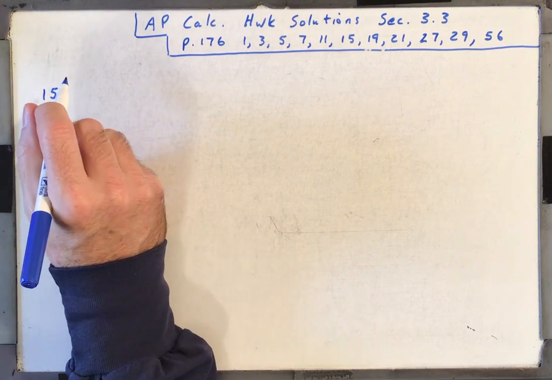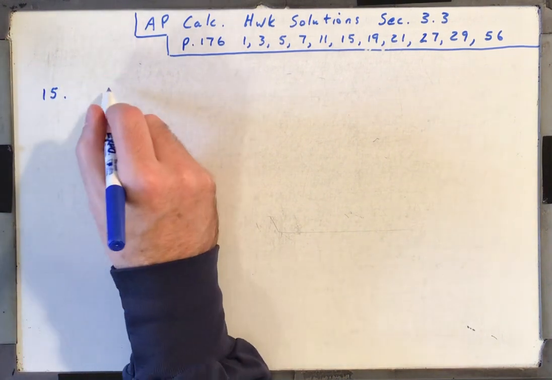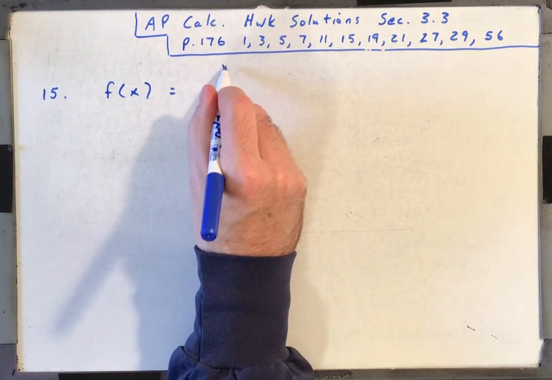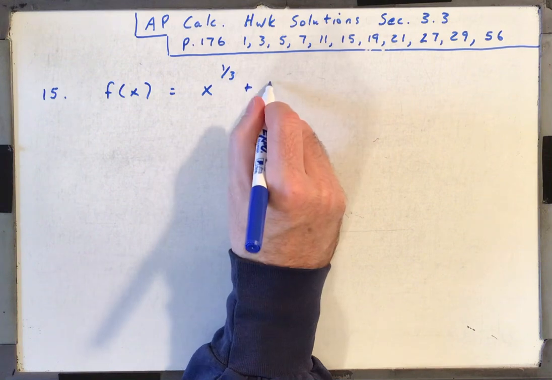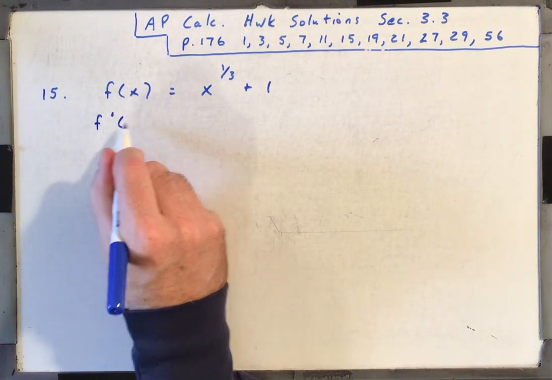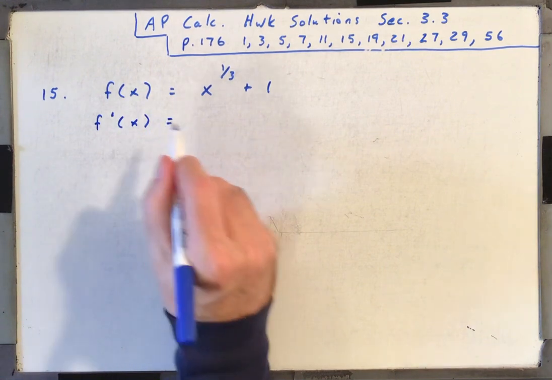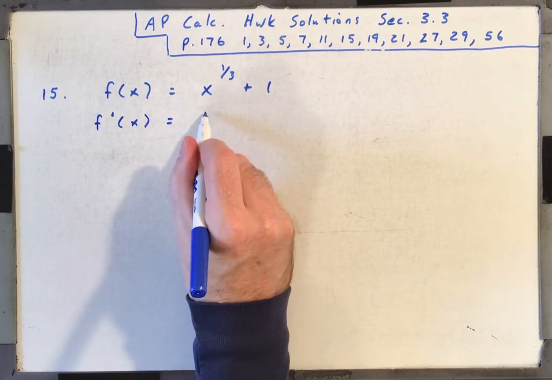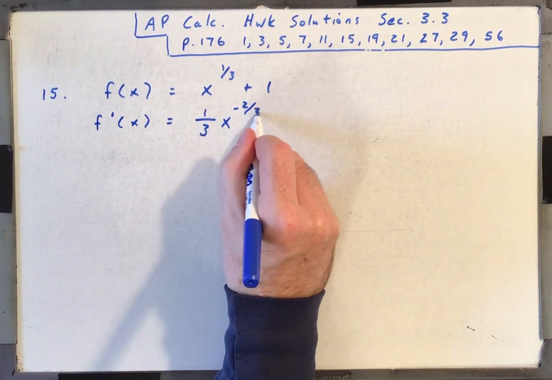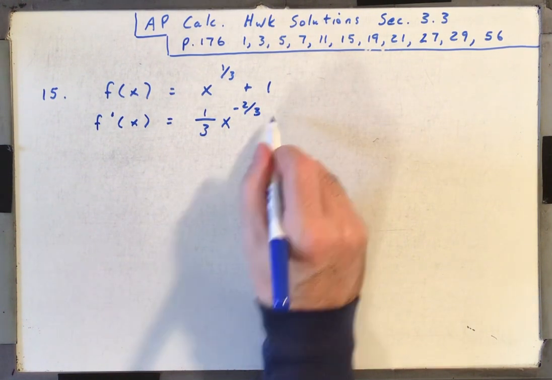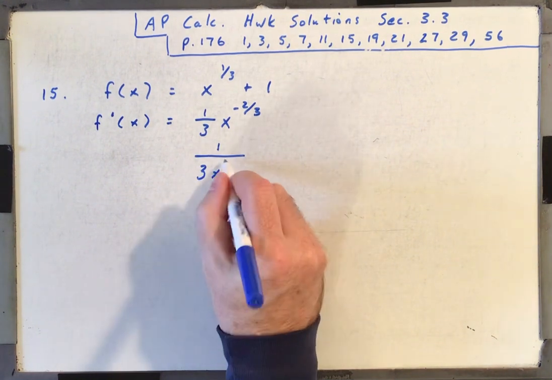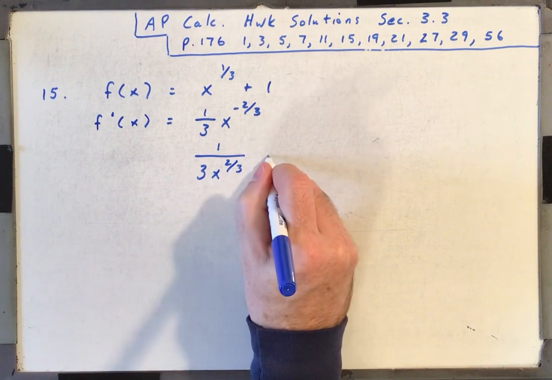All right, 15, we have f of x is x to the 1/3. Now this is almost exactly like an example, okay? So this one I probably shouldn't have picked, but that's okay. The derivative is 1/3 x to the minus 2/3. I'm going to write that as 1 over 3x to the 2/3.